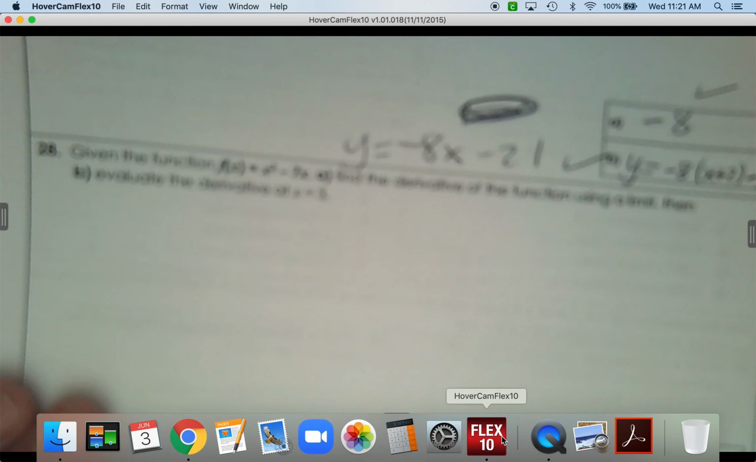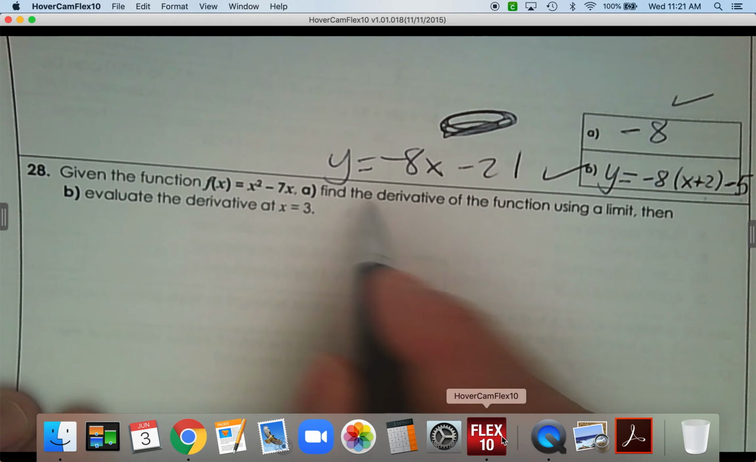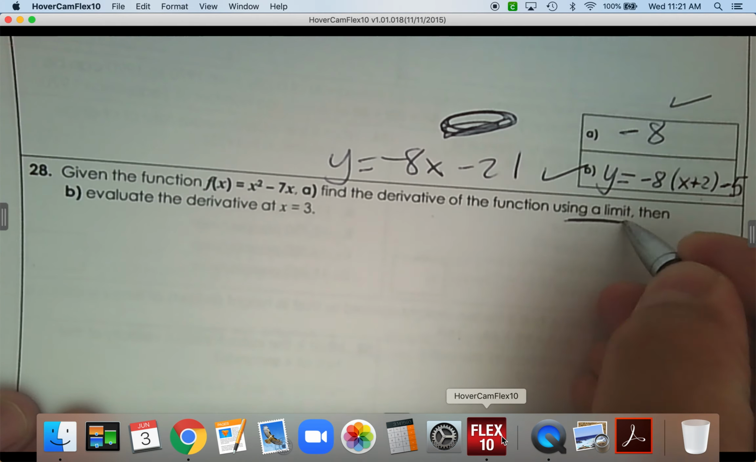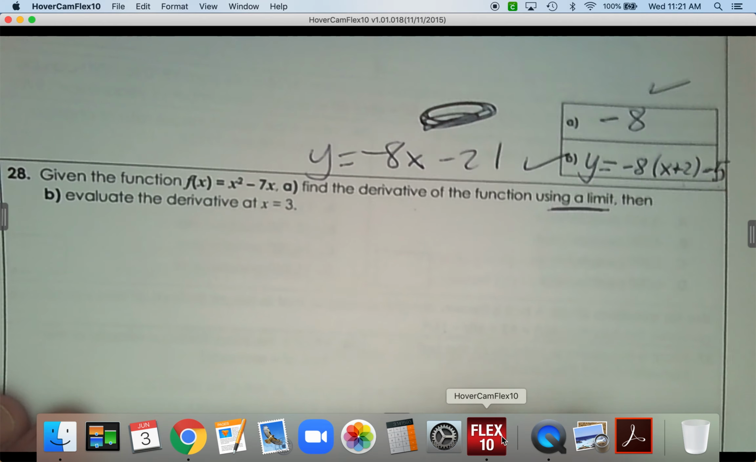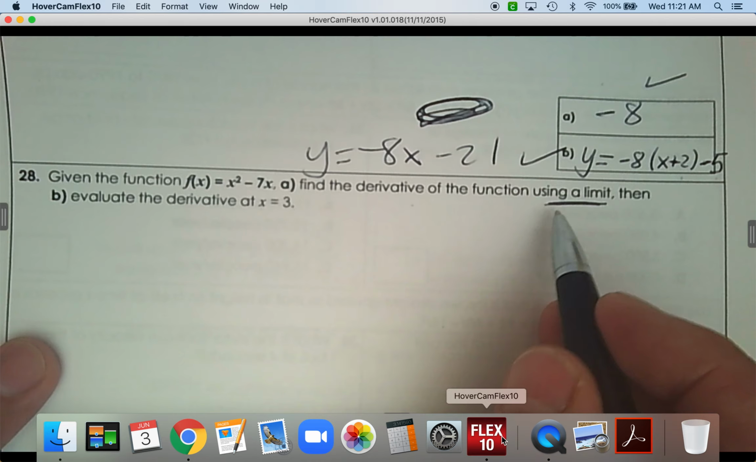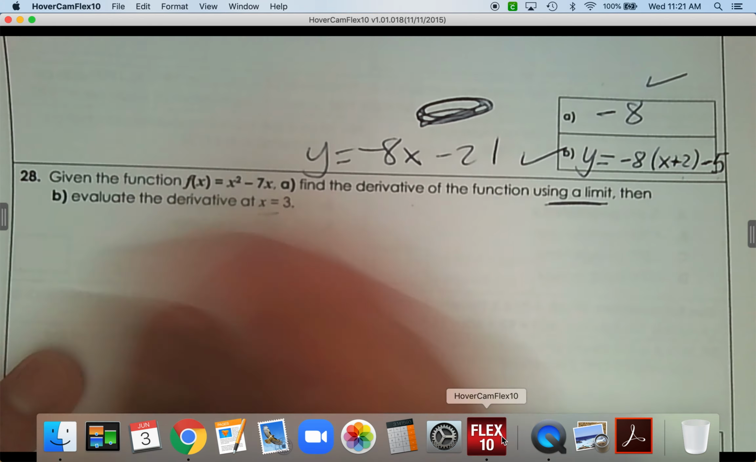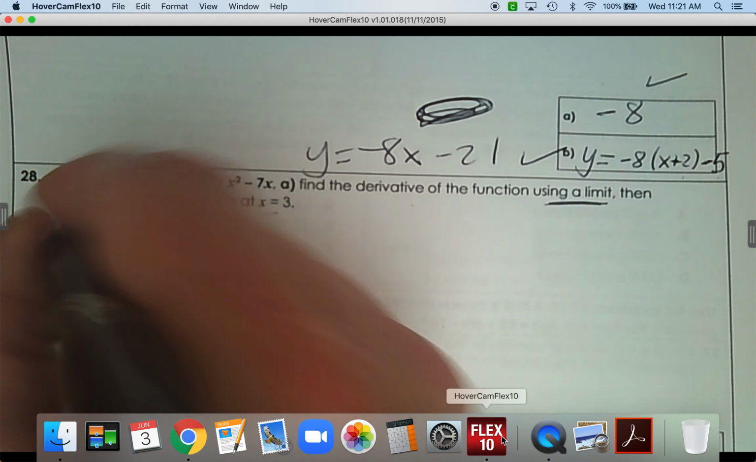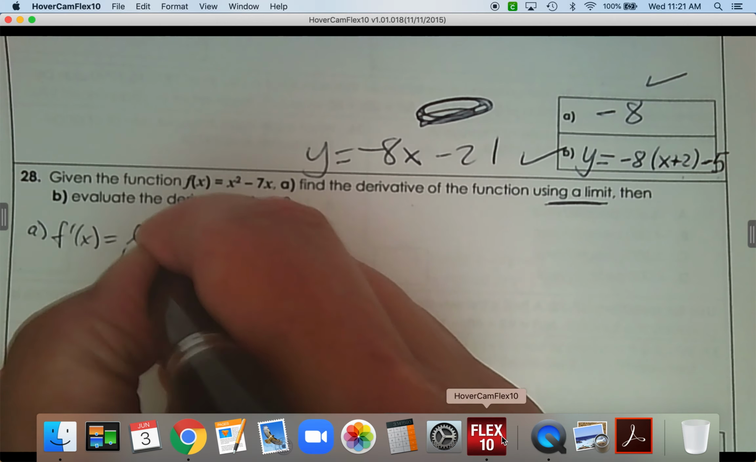Let's try it again. Number 28. It doesn't say using a limit. Or does this one say using a limit? So this one says find the derivative using a limit. Notice the above one doesn't say using a limit. So because we're using a limit, find the derivative means I need to find the general derivative, not one just with 3. So for part A, to find the derivative, I'm going to use a limit as h approaches 0.